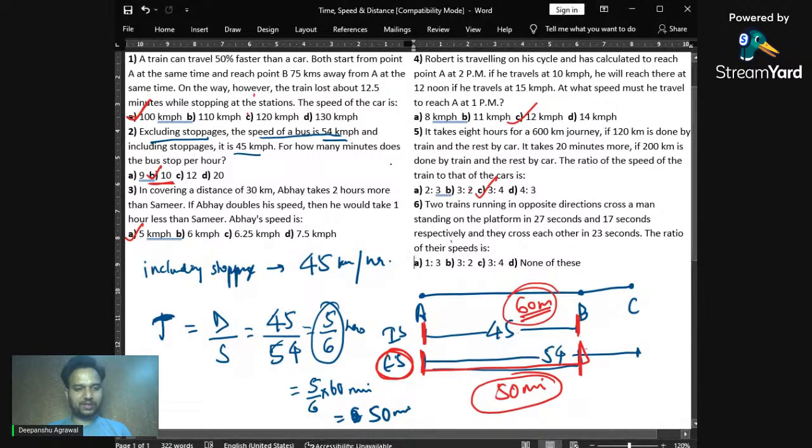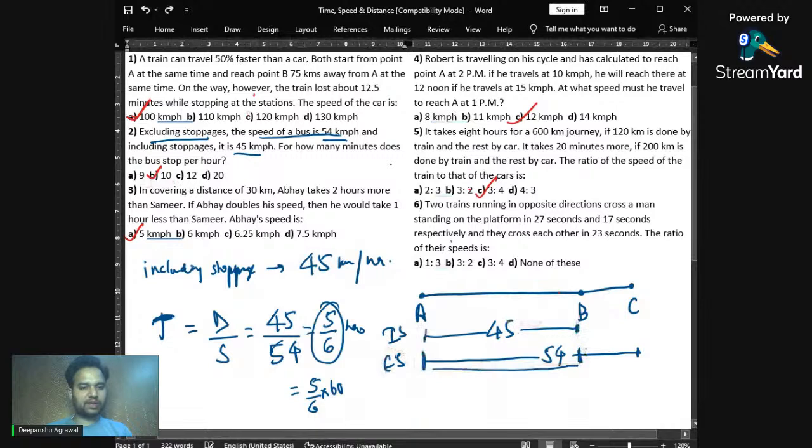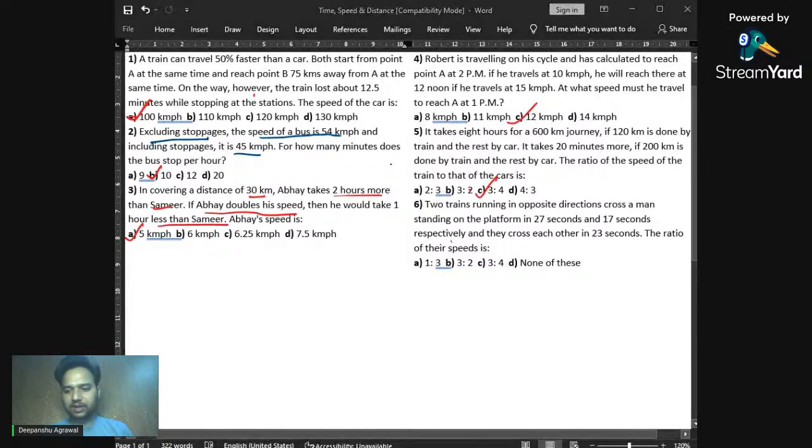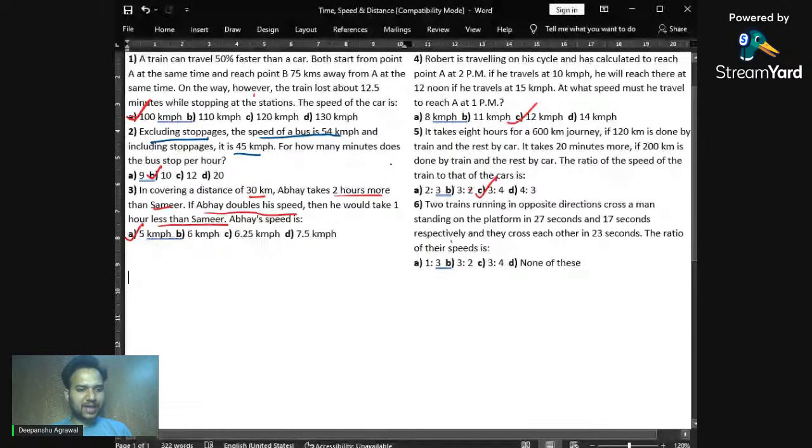Okay. Question number 3 is also of some similar type. It says that in covering a distance of 30 kilometer, Abhay takes 2 hours more than Samir. If Abhay doubles his speed, then he would take 1 hour less than Samir. Right? Now, this Samir is a hypothetical thing. There is no role of this Samir in this question actually. Why? Because it is saying that in covering a journey of 30 kilometer, Abhay takes 2 hours more than Samir.